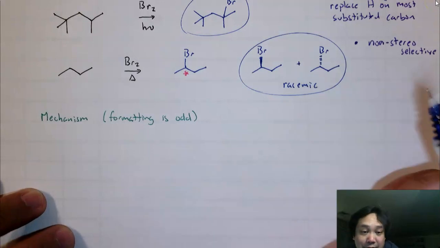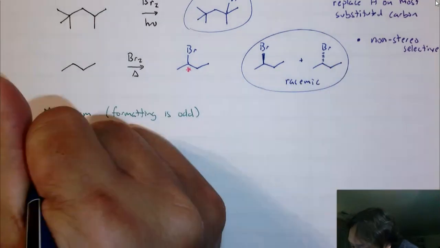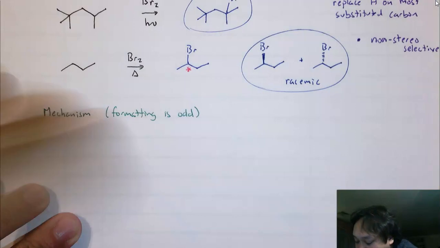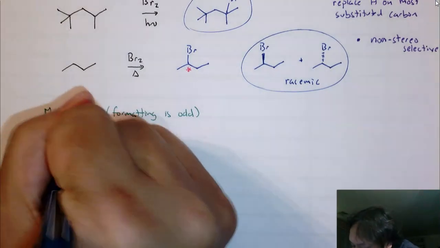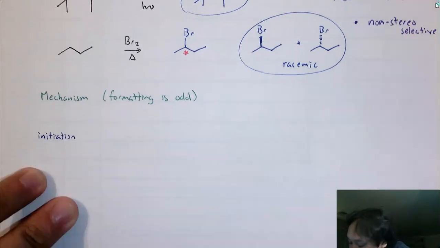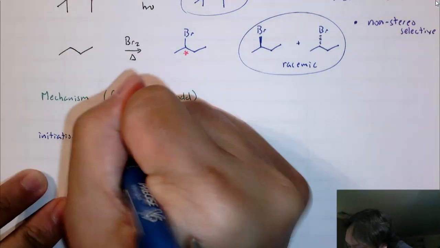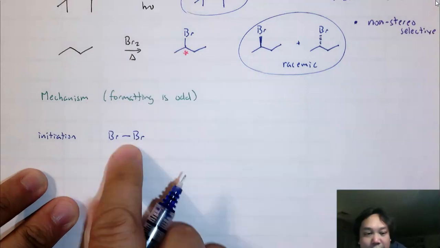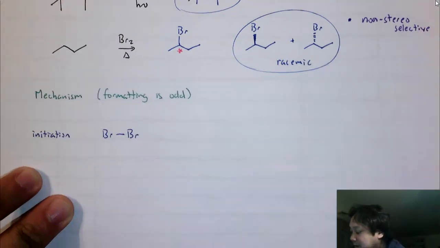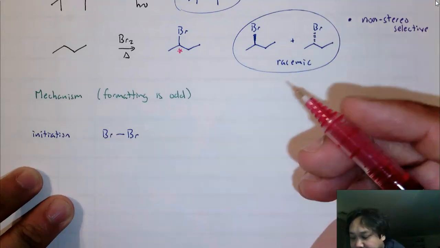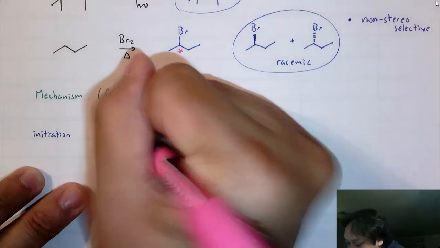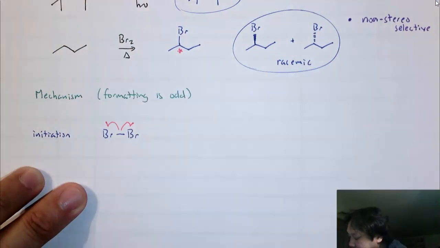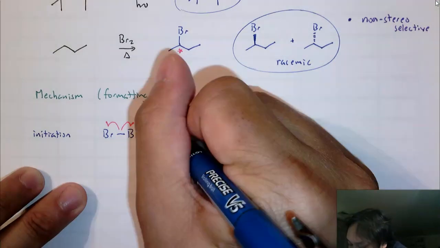So I warned you, this is going to be a little bit odd, because for radical halogenation and most radical mechanisms, you want to name the steps. The first step is called initiation. So initiation, we're going to take the Br2. You don't have to draw the lone pairs at this point. I did ask my students to draw all the lone pairs for the first exam. Homolytic bond cleavage by using what? Let's use light.